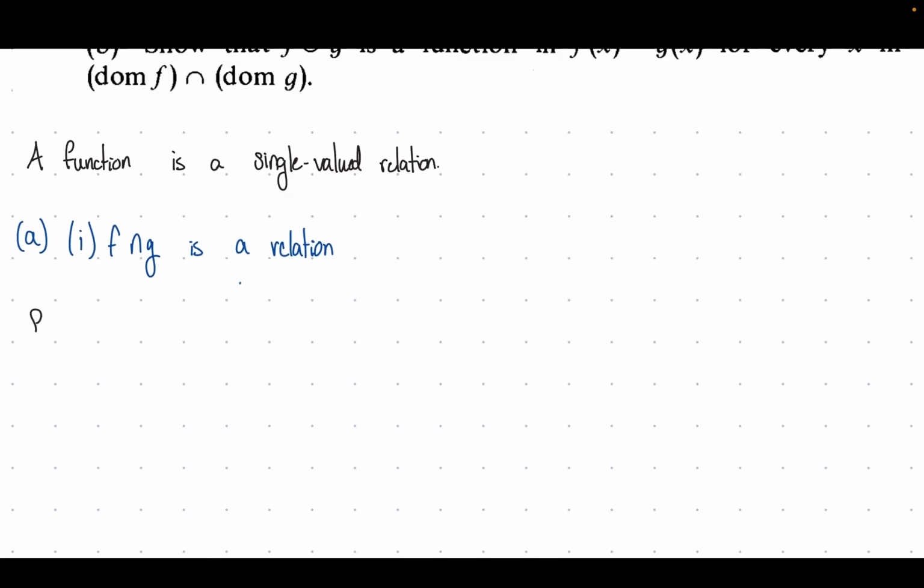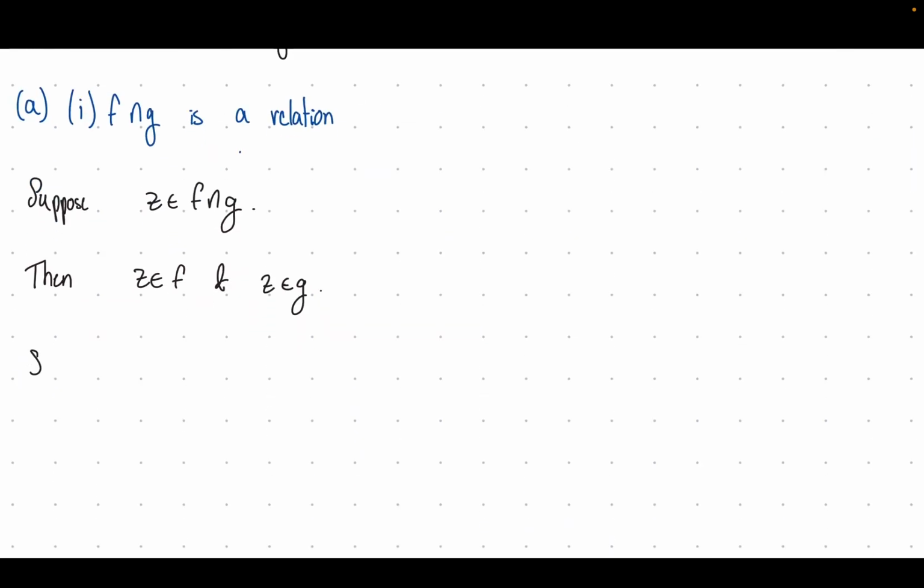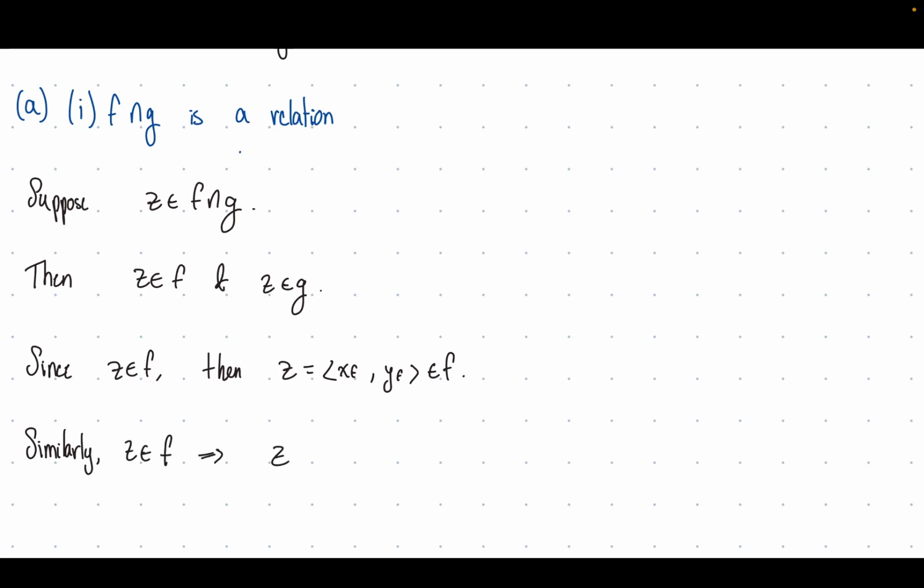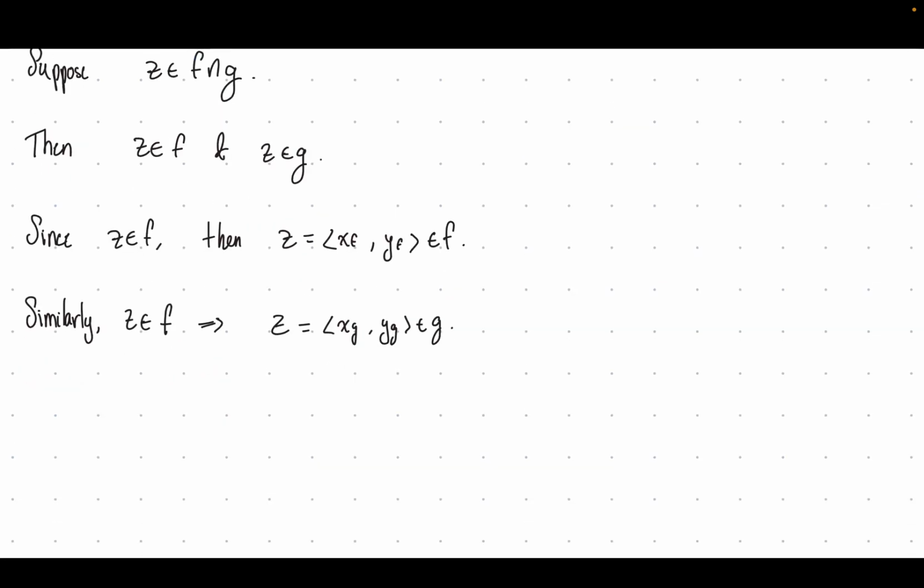So, let's suppose z is in f intersect g. Then z is in f and z is in g. And since z is in f, then z is equal to xf comma yf in f. Similarly, z is in g implies that z is equal to xg comma yg in g. So one of these is enough to show that z is a relation. Whichever route you take, either you want to pick f or you want to pick g. I just showed both for your convenience.